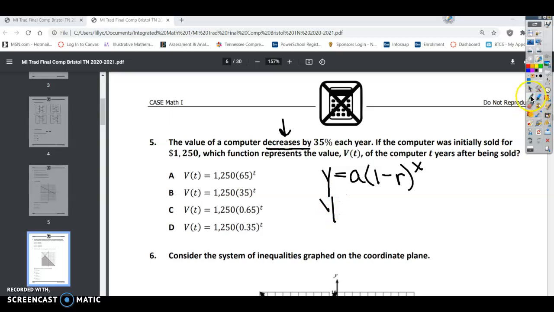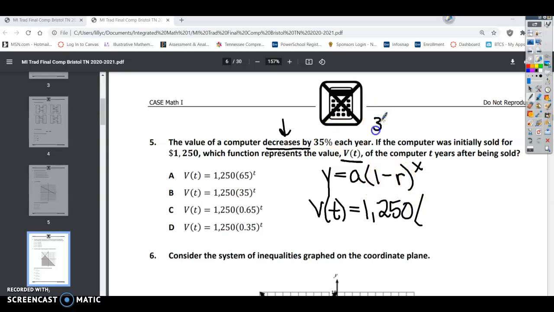All right, so instead of y, let's use the variables that they give us. They're going to say which function represents v of t. So we're going to have v of t instead of y. That's just in function notation. Our initial value is $1,250. And then 1 minus the interest rate.